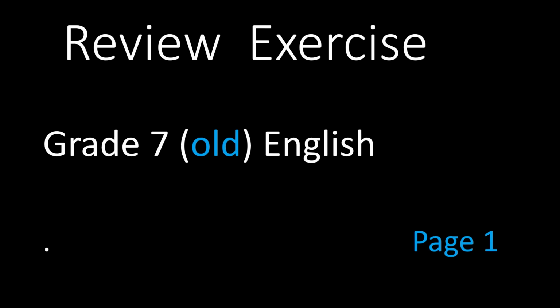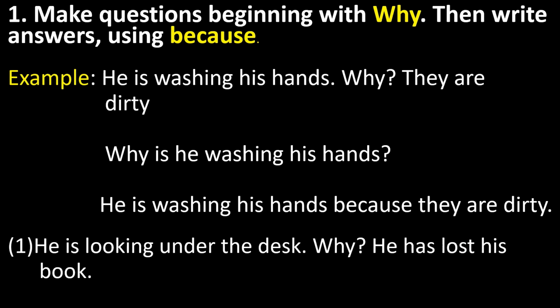Review exercise, Grade 7 Old English, page 1. Make questions beginning with why, then write the answers using because. Example, he is washing his hands. Why? They are dirty. Why is he washing his hands? He is washing his hands because they are dirty.